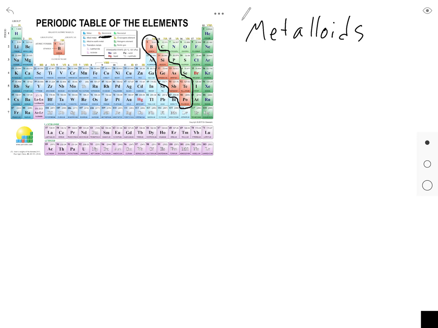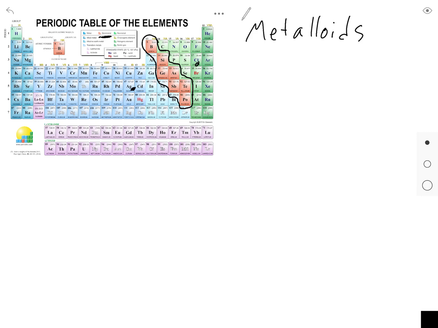There you go. And so these are the least common types of elements. There's only a couple metalloids, and that kind of makes sense because they're halfway between the nonmetals and the metals. Okay, those are the metalloids.